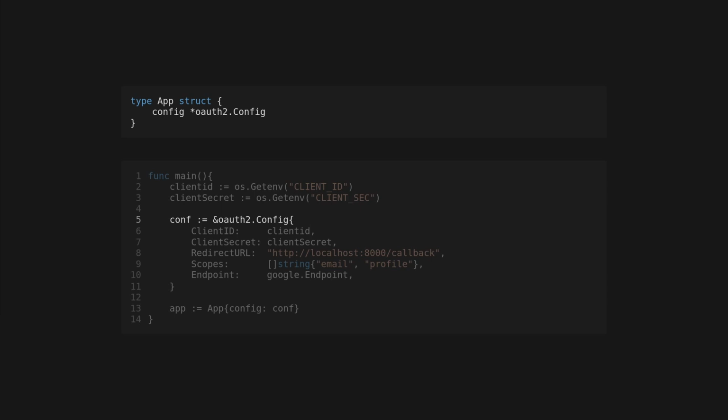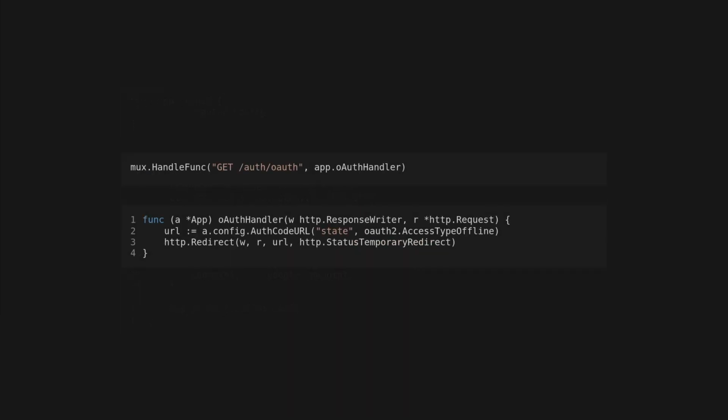Inside your main function, create an OAuth2 configuration. Get the client ID and client secret from the environment variables. Set the redirect URL to the callback route. In the scope field, add what API you want to call on behalf of the user. Here I want to access the user public profile and email. Therefore, I request email and profile scope. Set the endpoint to the Google endpoint.